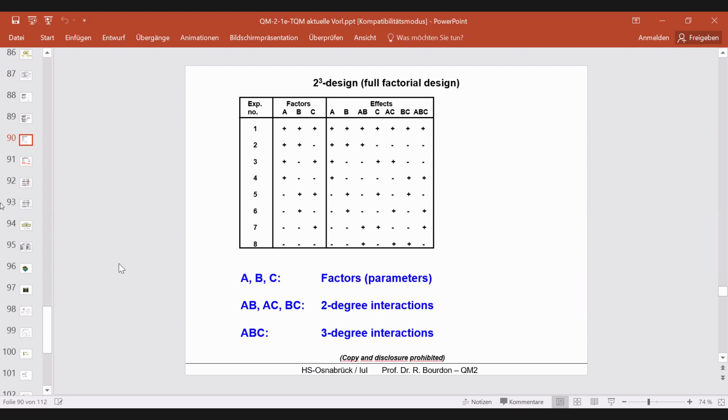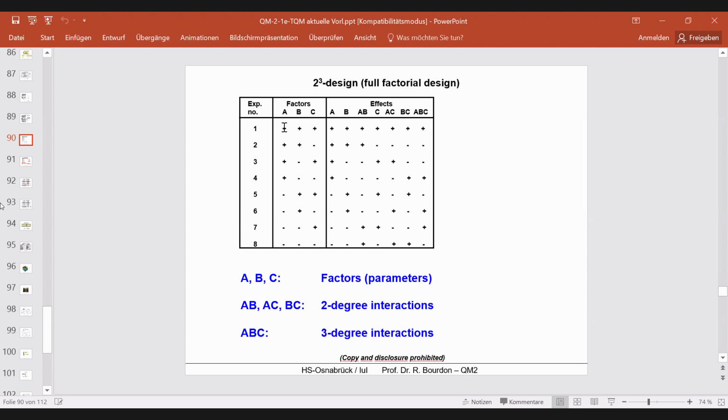Here you see the typical experimental design. This is a 2-high-3 design, a full factorial experimental design, and this design is used mostly in industry. 2-high-3 is 8, and here you see 8 experimental runs. And here you have the factors, the parameters. Parameter A may be a temperature, parameter B may be a pressure, parameter C may be another temperature or a process time or whatever.